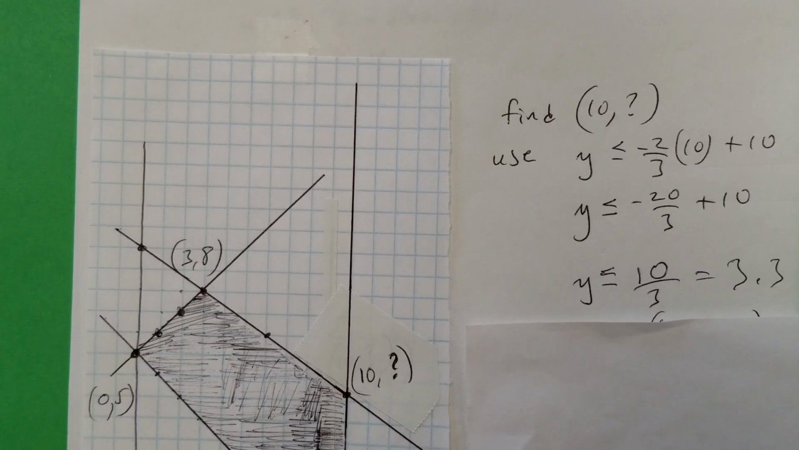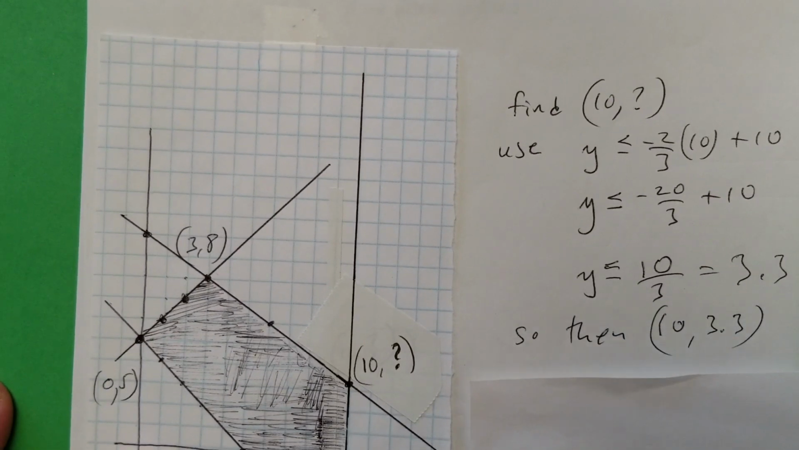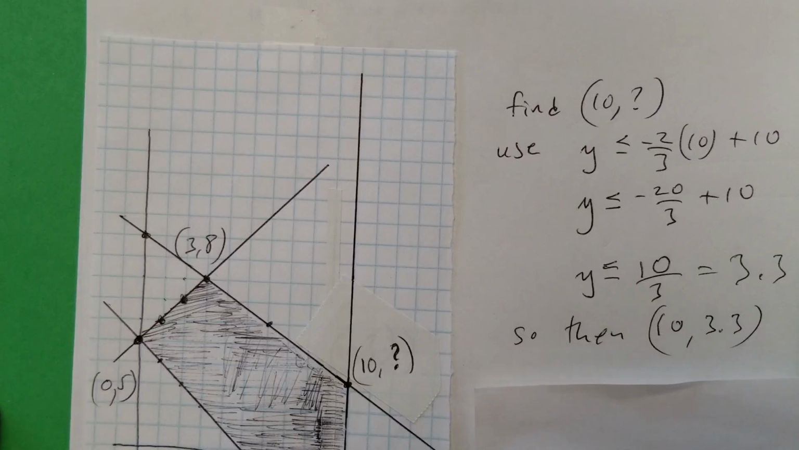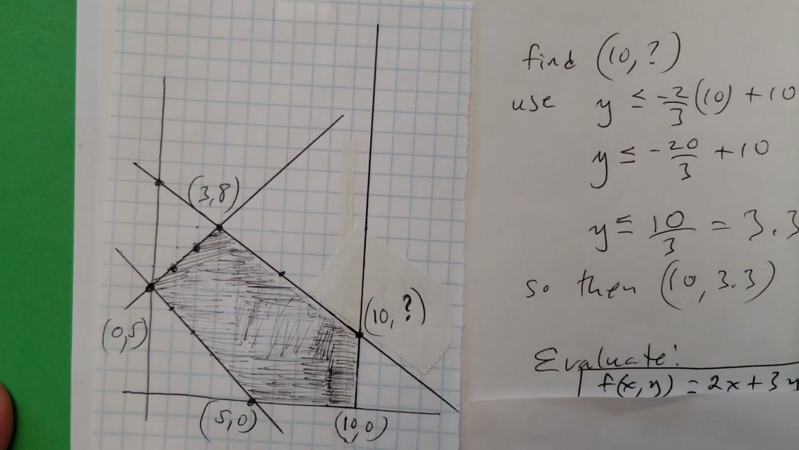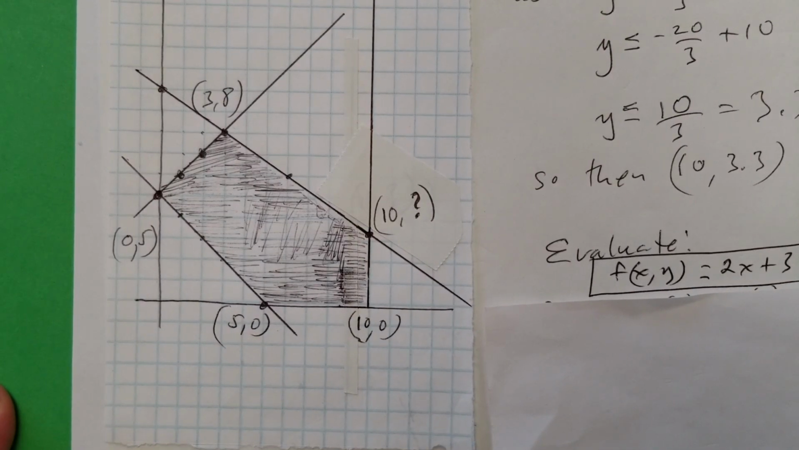Right? So it's a decimal. We didn't have a decimal before, but so what? We have calculators. So my point is 10, 3.3. That point is 10, 3.3. Now I'm ready to plug in all the points. So I'm going to evaluate this original function with each corner. You can start anywhere you want. You just have to do all of them.